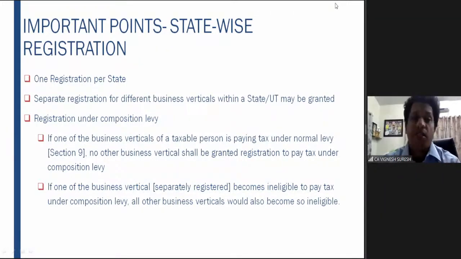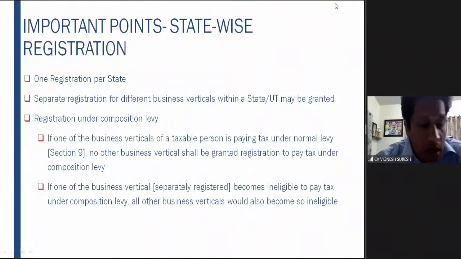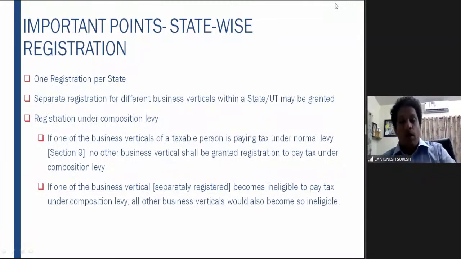For example, I am a businessman. Let us take the same example. I have a commercial property on which I get rent. Apart from that, I have a shop wherein I sell footwear. For the commercial property rent, I have taken a regular GST registration. But for footwear, I want to get myself registered under composition levy. That is not possible because it is the same person with different business verticals. If one vertical is under regular, the other vertical also should be under regular. It cannot be under the composition levy.